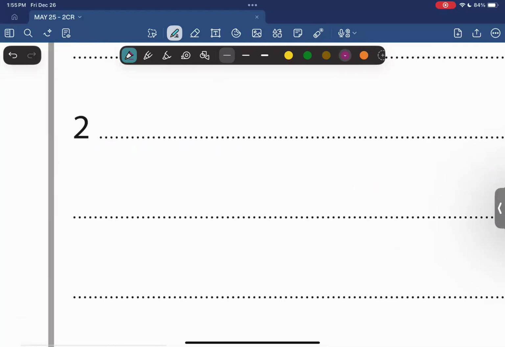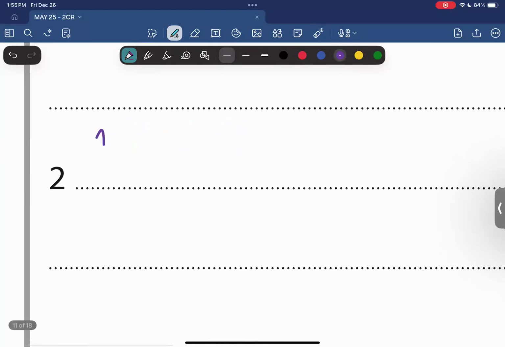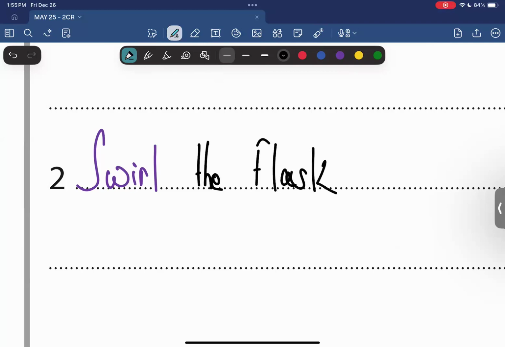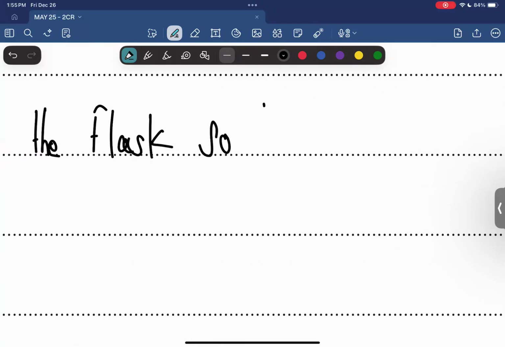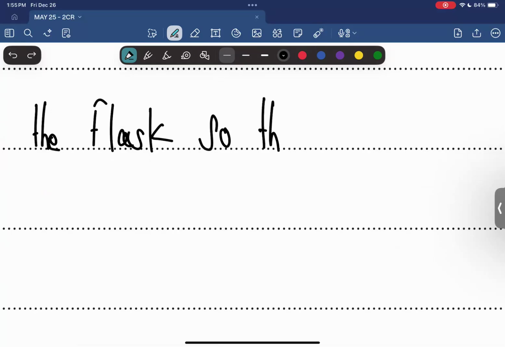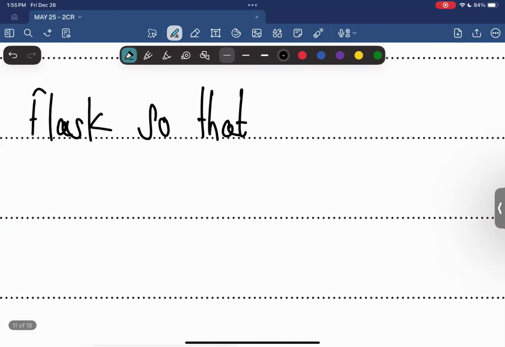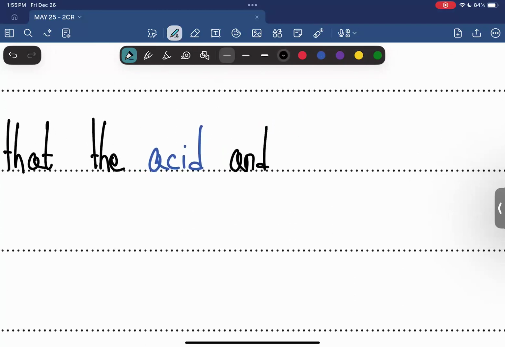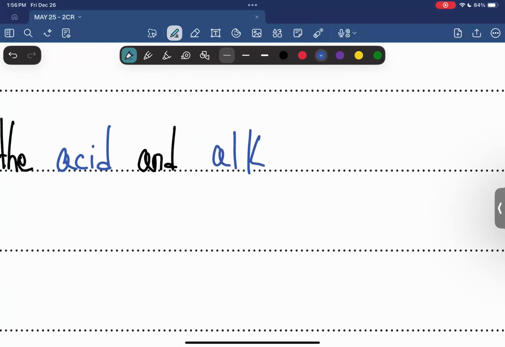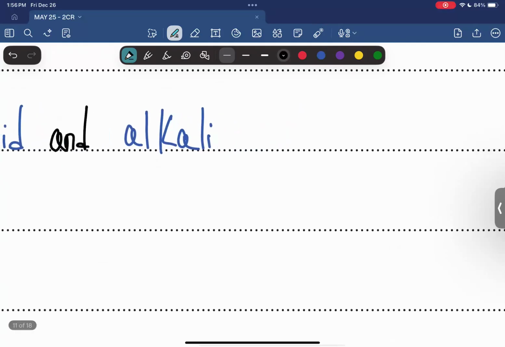And second is that we swirl the flask around so that the acid and alkali are fully mixed together.